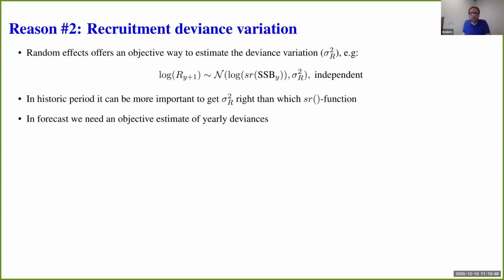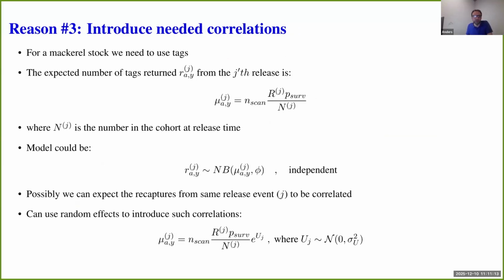Then there's the recruitment deviation. We already talked a little bit about that. That has this benefit that we are not making up this parameter, but we're actually getting an estimate, and then we have that to use in our forecast period, where we can see what the range of variation should be when we do the forecast. Another thing random effects are useful for is to introduce correlations where we might need them.